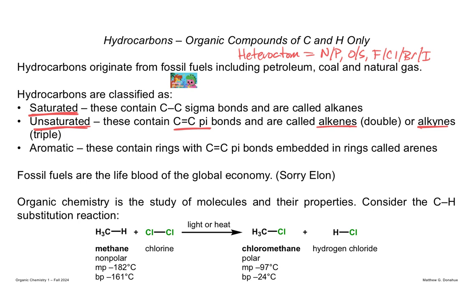And we'll talk a little bit this semester about aromatic compounds, but that's really 256. And an aromatic compound is a ring that has double bonds in it. So hydrocarbons really are isolated from fossil fuels. And those fossil fuels really are the starting point for pretty much everything we use in human civilization.